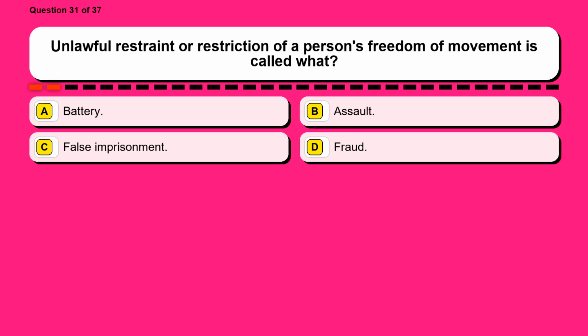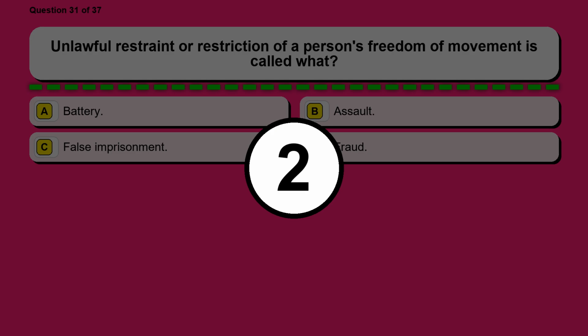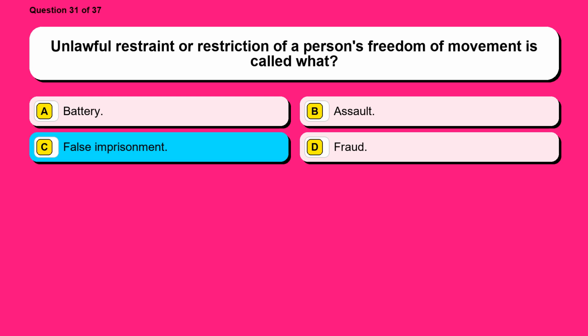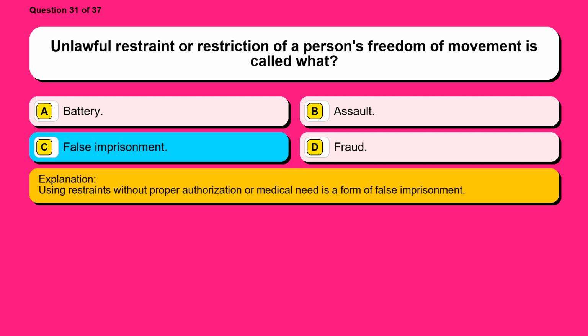Question 31. Unlawful restraint or restriction of a person's freedom of movement is called what? Option A. Battery. Option B. Assault. Option C. False imprisonment. Option D. Fraud. The correct answer is option C. False imprisonment. Using restraints without proper authorization or medical need is a form of false imprisonment.